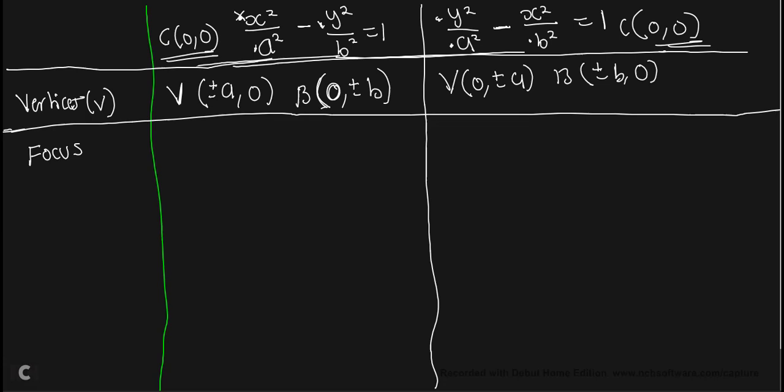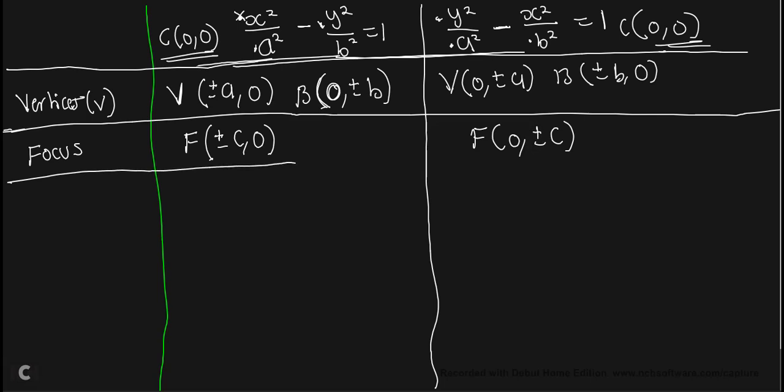Focus. So the focus, most of the time, follows the vertices, right? So how do you write the focus? If your a is in the x-axis, then the focus will be positive or minus c comma 0, right? How about this side? Your a is in the y-axis, so the focus will be 0 comma positive or minus c, just like that.